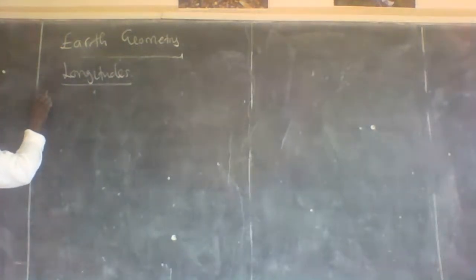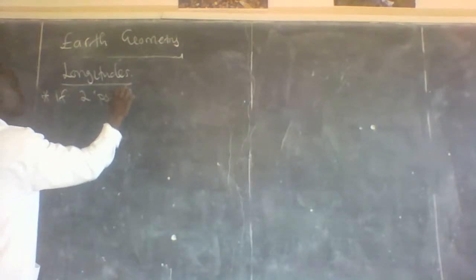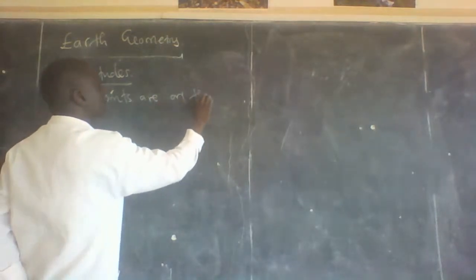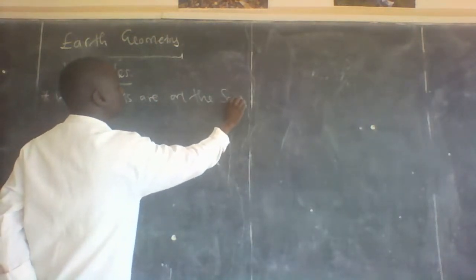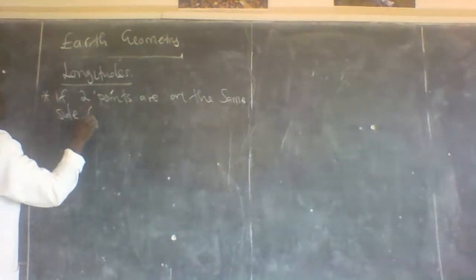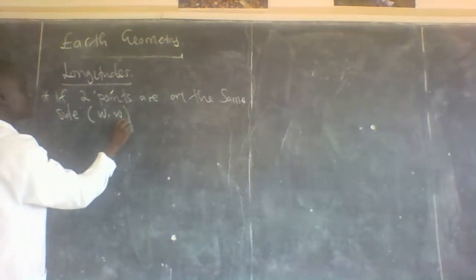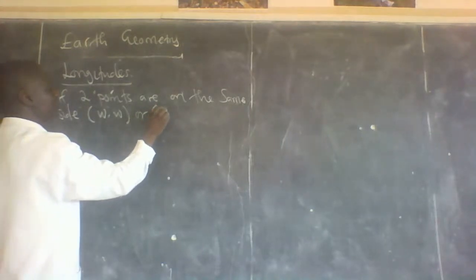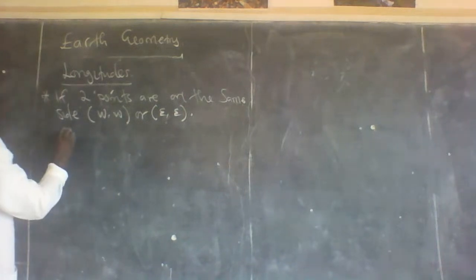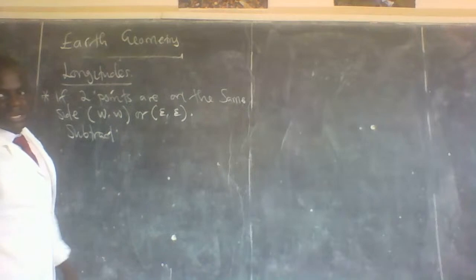In a similar manner, if two points are on the same side, so because these are longitudes, same side, we can have west, or we can have east. To find the difference, all you have to do is subtract, like we did for latitudes.